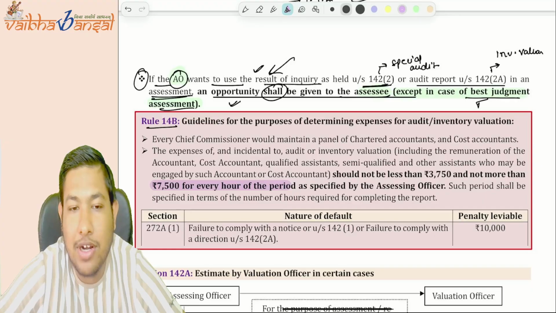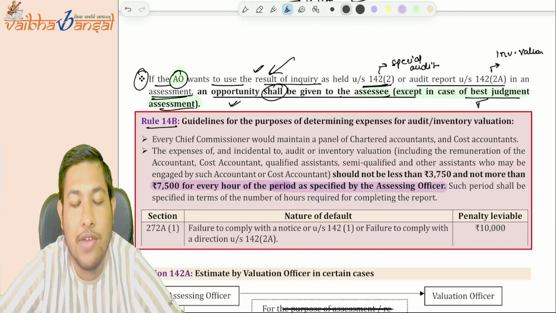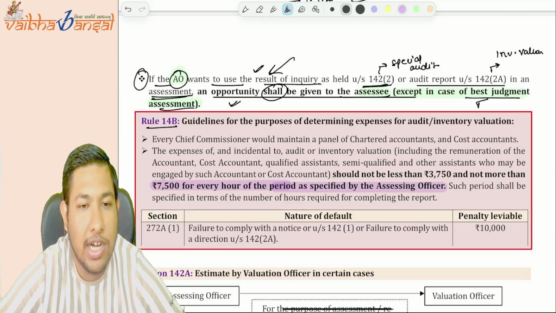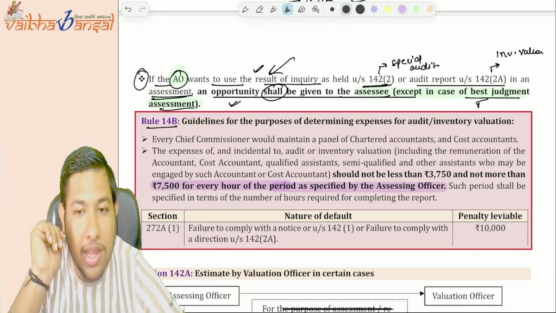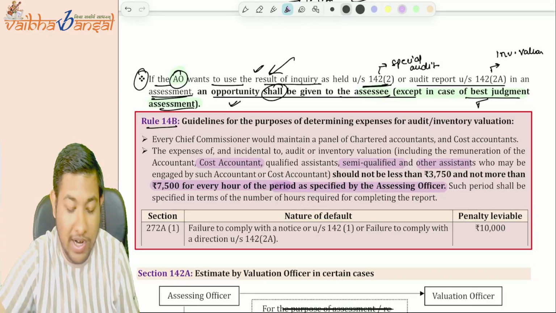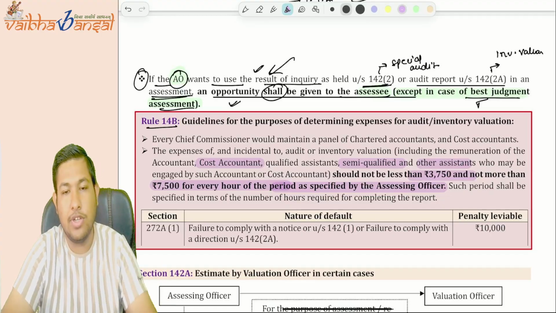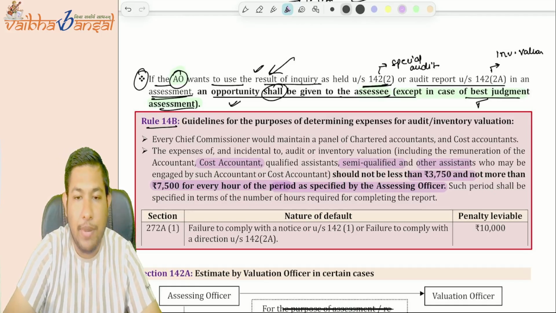That 7,500 for every hour for the period is specified by the assessing officer. If the assessing officer has given you, suppose, 180 days, and you bill it for the number of hours, so 7,500 multiplied by the number of hours you have done for 180 days, you will get paid. And if you are a semi-qualified assistant or a qualified assistant, in that particular case, 3,750 should be given. Understood or not?